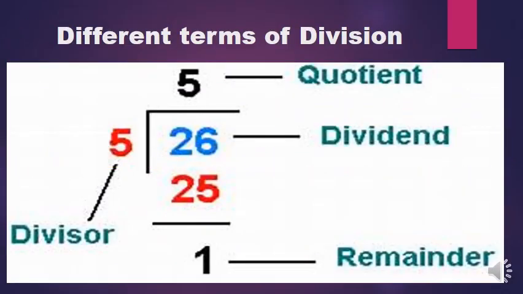Different terms of division. Okay, some certain place names are there which you have to always remember. First, the number by which we have to divide is called the divisor. What is it called? Divisor. And the number which we have to divide is called the dividend. Okay, and the answer which we get is called the quotient, and whatever remains downside is called the remainder. Divisor, dividend, quotient, and remainder.